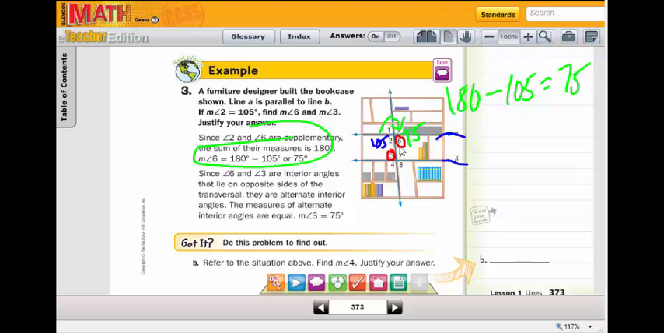And now we can see that angle 6 and 3 are alternate interior, and because they're alternate interior, I haven't really made a big deal about this yet, but all of these, alternate interior, alternate exterior, corresponding, vertical, all that, those are all angles whose measures are the same. So we can show that the measure of angle 3 is also 75 degrees because it is congruent to the measure of angle 6. Please press pause and do letter B.